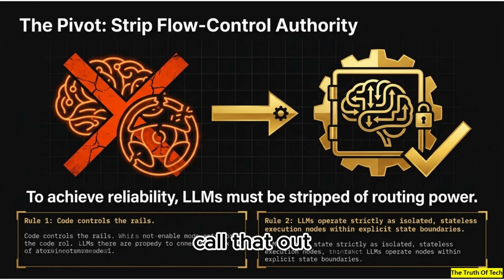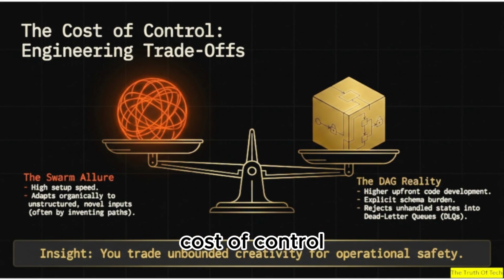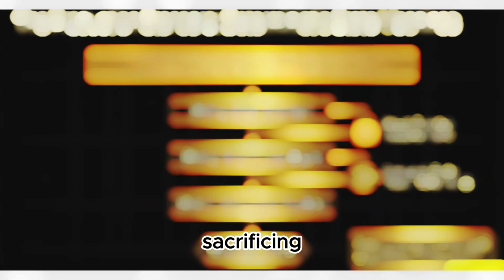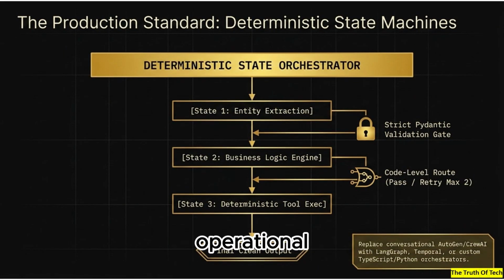You're right to call that out. It is the classic cost of control trade-off. With a swarm, you get high setup speed and unbounded creativity. It adapts organically to novel inputs. Right, but by moving to a directed acyclic graph, or DAG, which is basically a one-way street with no roundabouts, making infinite loops physically impossible. Yes, you are sacrificing that unbounded creativity for operational safety.